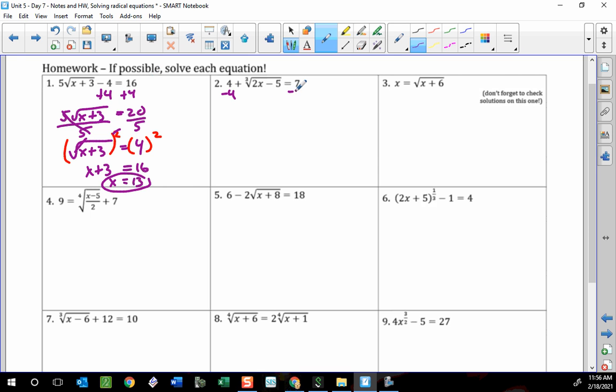All right, for number 2, clean this up. Take away 4. So I have a cube root of 2x minus 5 equals 3 this time. So here, to get rid of a cube root, to counteract that, I cube. So I have 3 cubed. So 3 cubed is 27. So 2x minus 5 pops out, and I get 27. If I add 5 to that, I get 2x equals 32. And then divide by 2, so I get 16. X equals 16.